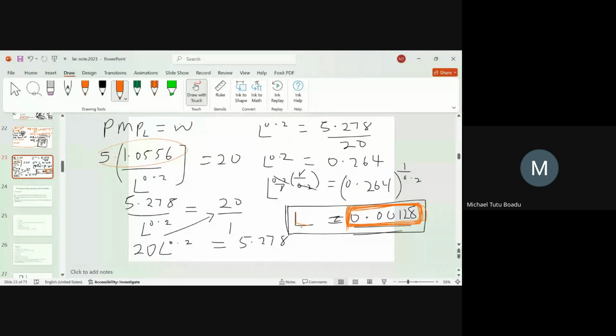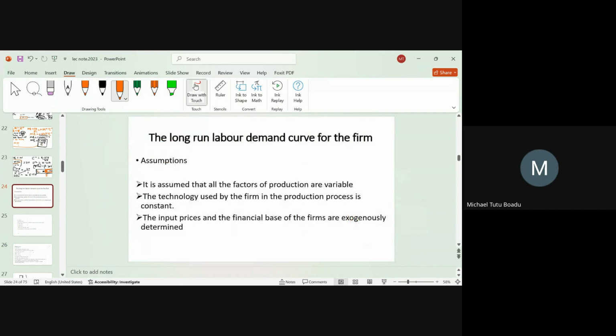Again, this is not realistic, something you should get if I give you a question. You would get, let's say, 5 point something, so that you can run it. Because labor is a discrete variable, not a continuous variable.